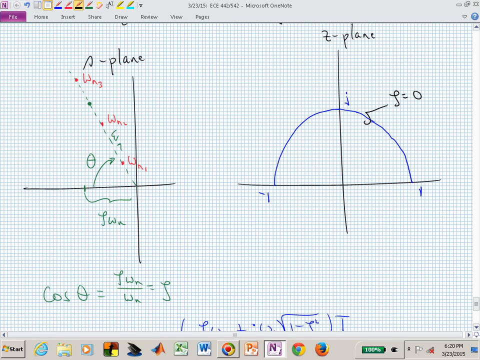That's zeta equals 0. But I don't have zeta equals 0. I have zeta equal something, such that my angle theta is, let's say, 70 degrees. What does that look like in the z-plane?